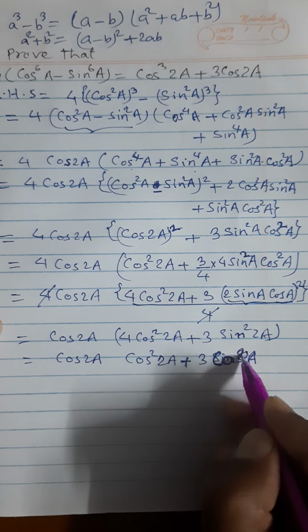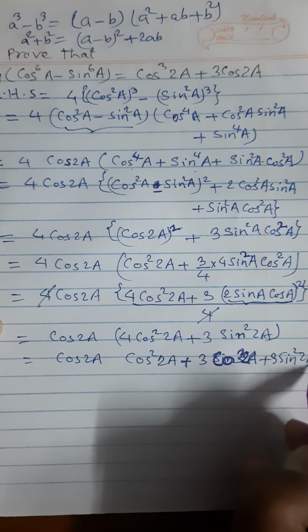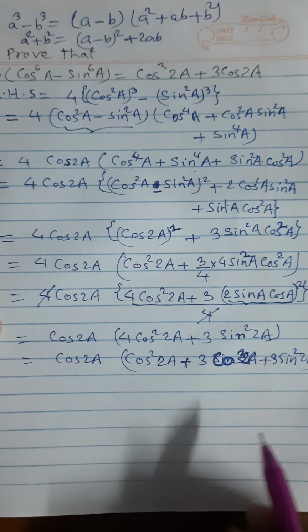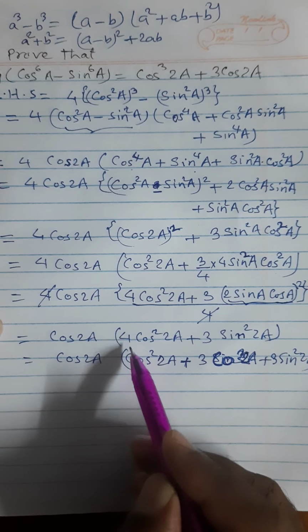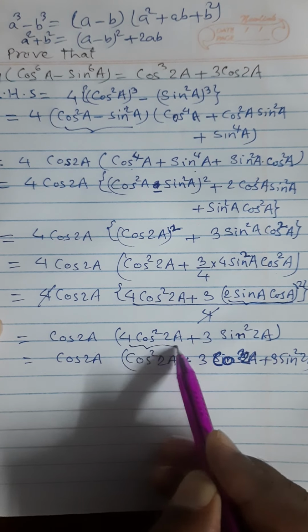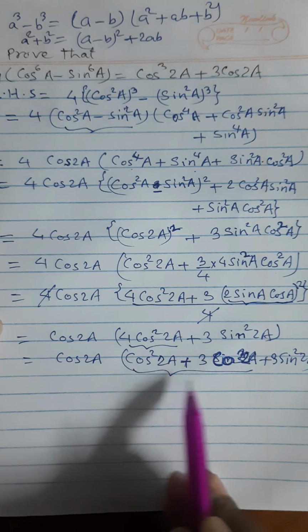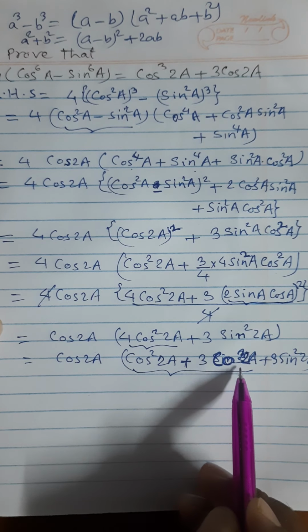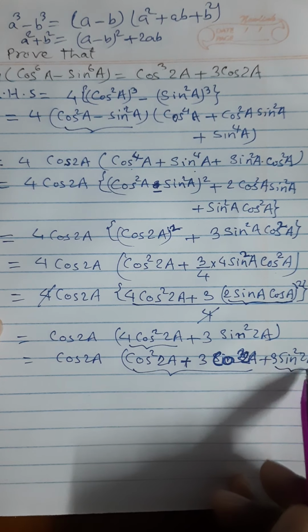This is 3 cos square 2a, a little bit unclear it became, plus 3 sin square 2a, cos square 2a plus 3 cos square 2a. We have split this 4 cos square 2a into two parts. Here I have written cos square 2a plus here 3 cos square 2a, and this last one, 3 sin square 2a, is the same.